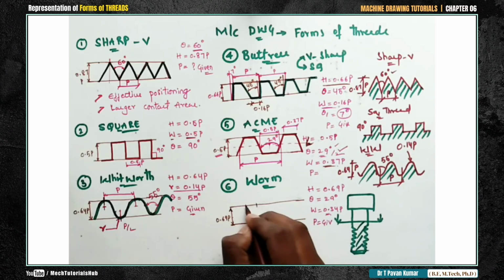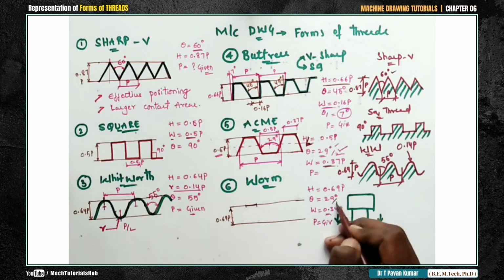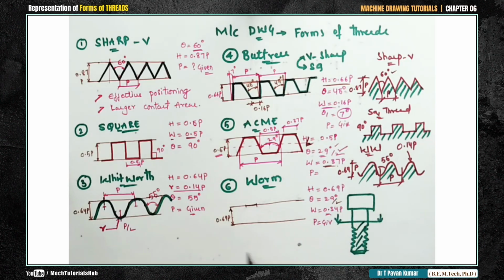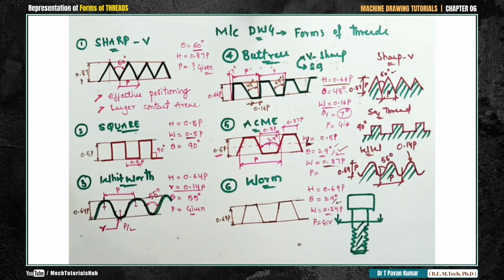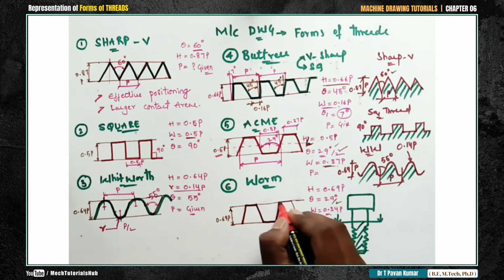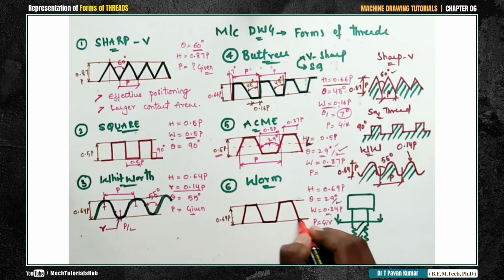Now darken with the help of an HB pencil. The required object or the projection needs to be darkened all the time, okay, and show all the dimensions. The angle which you have maintained, 29 degrees, and the height and width that you have maintained, which is 0.34 p, all these are very much important, okay. This is about the worm thread, okay.